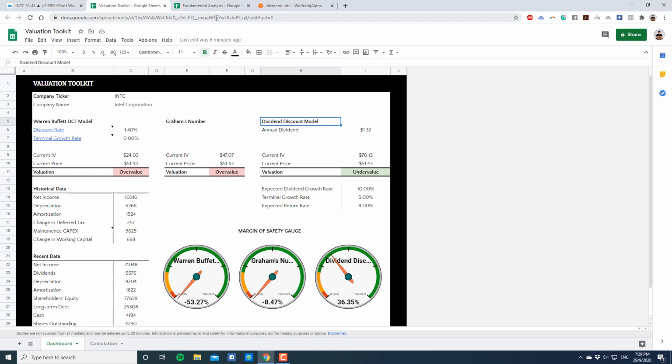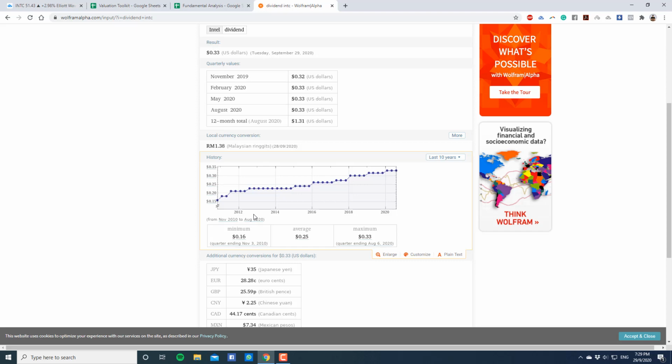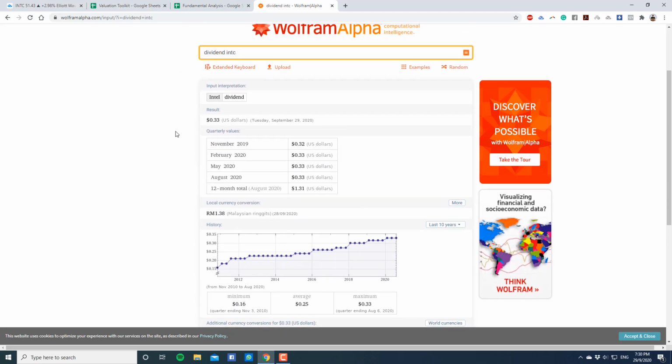So Intel over here, you can see they do give dividend. Some companies don't give dividend, and you might want to use the other valuation model, but Intel does pay dividend. So for that reason, if I'm approaching it from a dividend growth investing portfolio basis, then I'll be looking at the dividend discounted model, DDM. Based on this, we can look into how the dividend has been growing for Intel. This is a very good website that you can actually extract a lot of information out of as well.